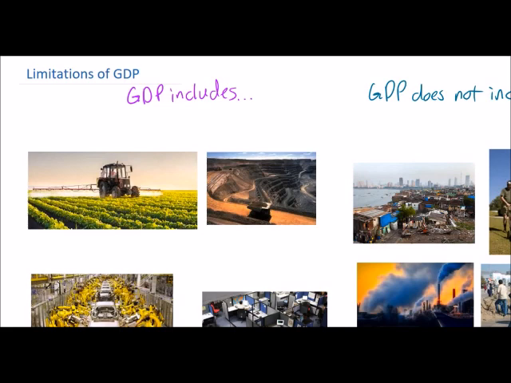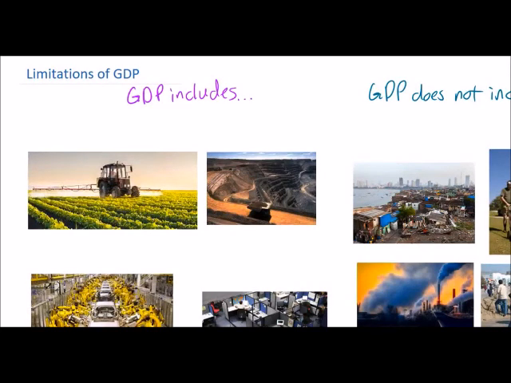Limitations of GDP. You've already learned what GDP is. It's a measure of the value of the output of goods and services in a nation in a year. We tend to use GDP to describe how well or how badly an economy is doing and how rich or how poor the people of a country are. Well, there are some things that GDP is really good at. However, there are some things that GDP just does not take into account, and that's what we're going to focus on in this video.